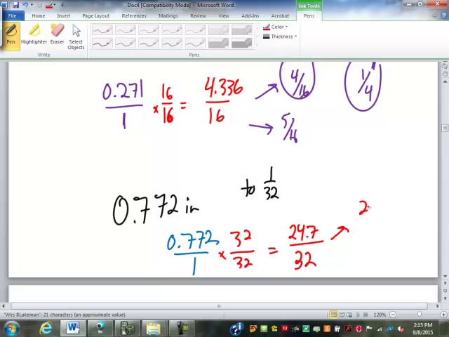Telling me it's between 24/32 and 25/32. Which one's it closer to? 25, since that's 0.7, it rounds up to 25. So 25/32 of an inch is the tool you would want there. Now, this is just assuming you want to get as close as you can to that decimal. In some cases, you want to make sure you're always a little bit bigger or a little smaller if you can't be exact. But this is just getting as close as you can no matter what direction it is.